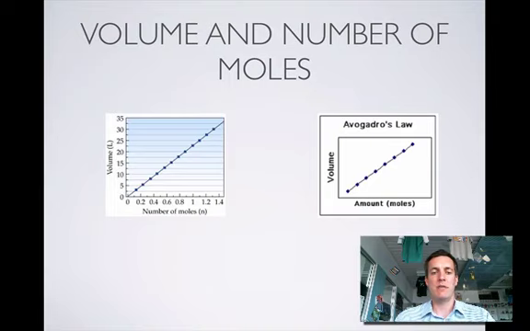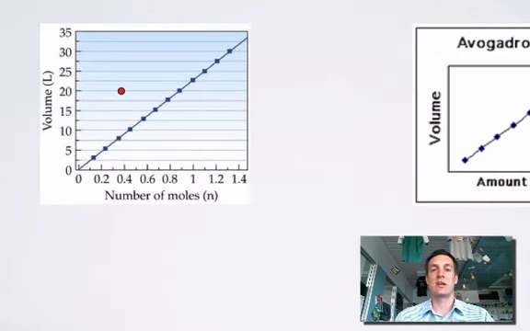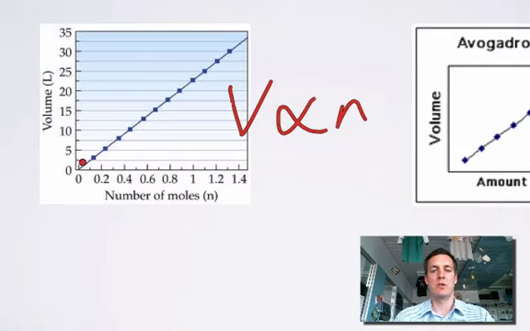Avogadro's law relates the volume of a gas to the number of moles of it, and I suppose Avogadro was quite lucky here. He got a law named after him for basically saying if I double the number of gas particles, the gas is going to take up twice as much space, which maybe seems quite intuitive to us these days. But what this means is that the volume is proportional to the number of moles. That's why we get this straight line. If I double the number of moles, say from 0.4 to 0.8, I'll double the volume.